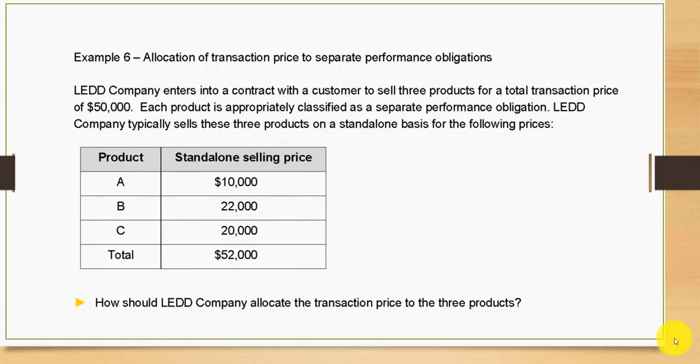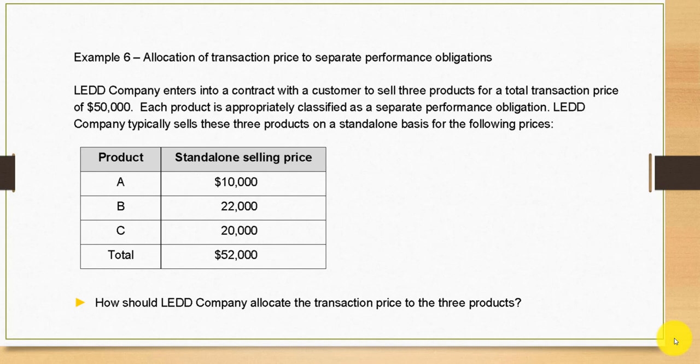Class, examples 6 and 7 deal with the allocation of our transaction price to the performance obligations that were identified in the contract. So the general idea is that we allocate the transaction price according to the various standalone prices for the products that we are selling, that we bundled together. So in this case, we sell 3 products for $50,000.